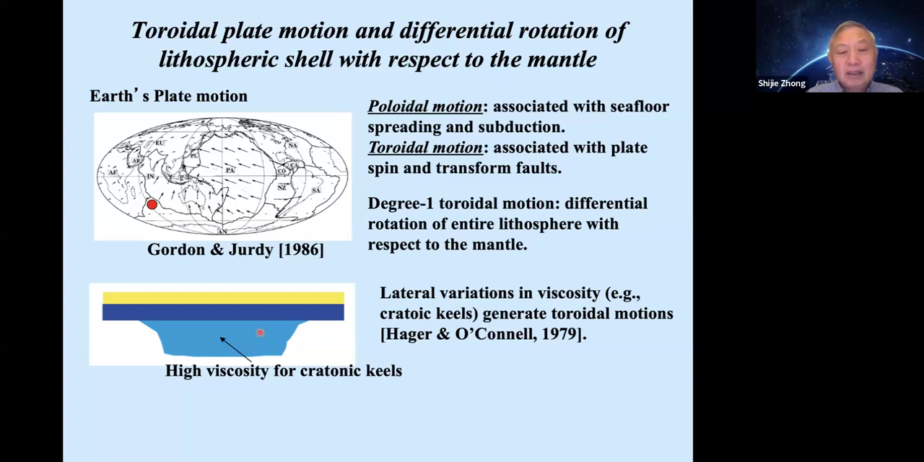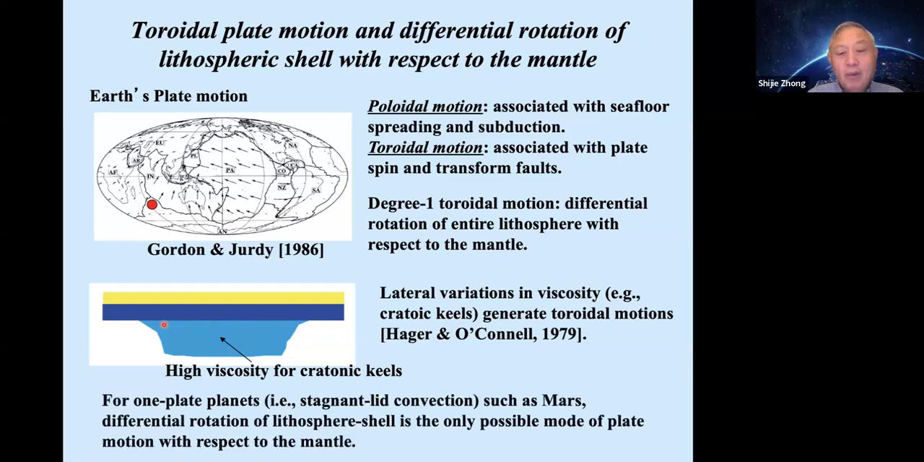The keels tend to have high viscosity because, when continental keels form, there is a dewatering effect: water is removed from the cratonic keel, so viscosity tends to be high there. I would argue that for a planet with stagnant-lid convection, such as Mars, differential rotation of the spherical shell relative to the mantle is really the only possible plate motion. So the question is how this can actually happen. That is the hypothesis, and let's see how we can show this could happen.